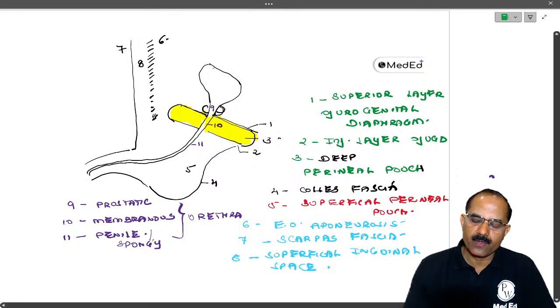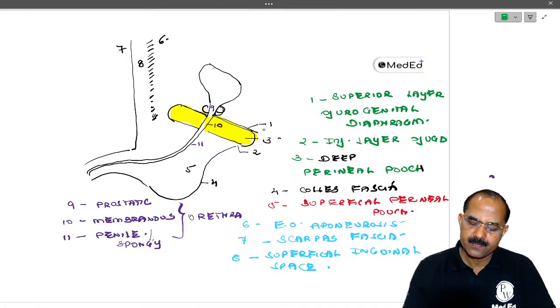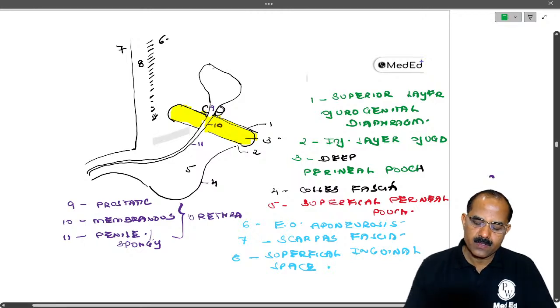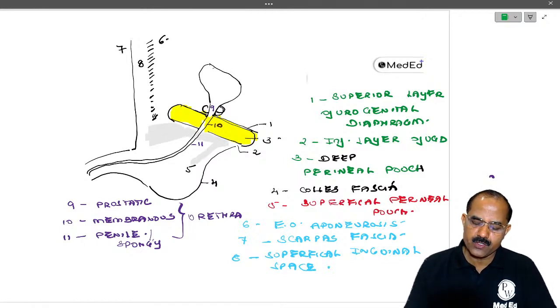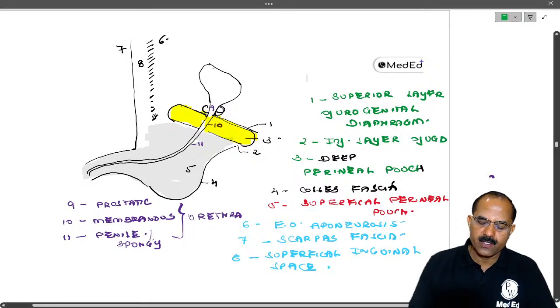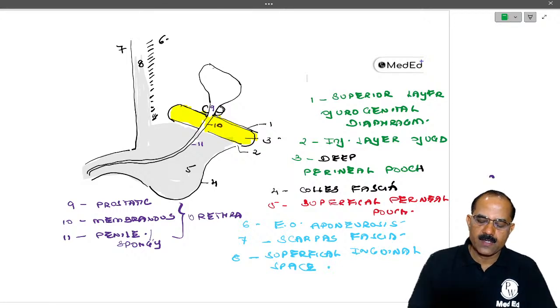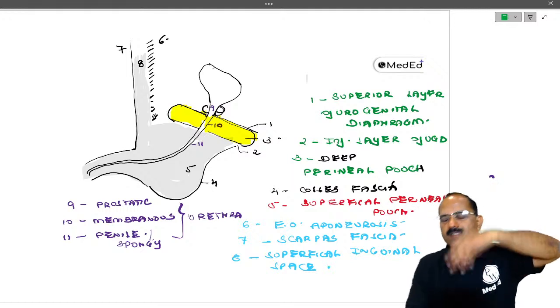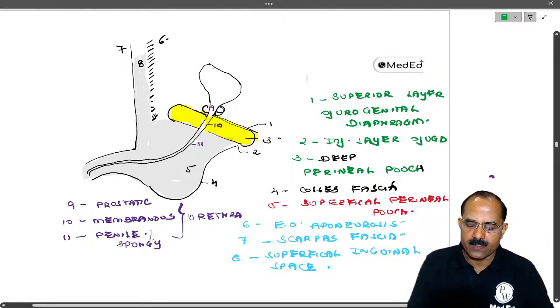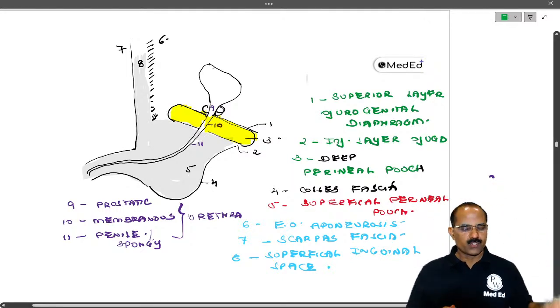बच्चों, एक मिनट, what is this space? That's the superficial perineal pouch. And this superficial perineal pouch is continuous with the scrotum. See, it is continuous with the scrotum, it is continuous with the penis, and it is continuous with the space which is known as the superficial inguinal space, which lies between the Scarpa's fascia number 7 and number 6 is the external oblique aponeurosis. So that's the superficial perineal pouch, right?